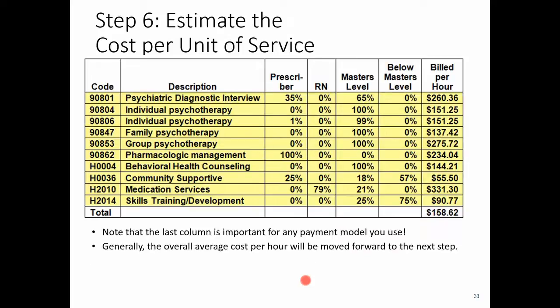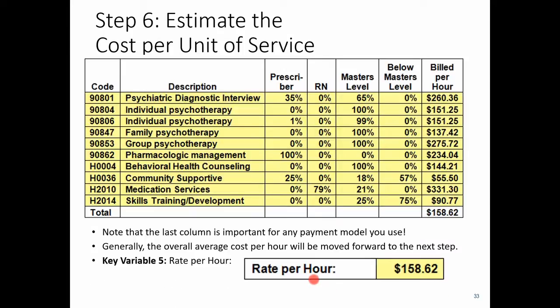Generally, the overall cost per hour will be moved forward to the next step, as it says here. So my average rate per hour for everything is $158.62. In the next slide, I've used that $158.62 to price my case rates just to keep it simple. So run the calculations and set the case rates.